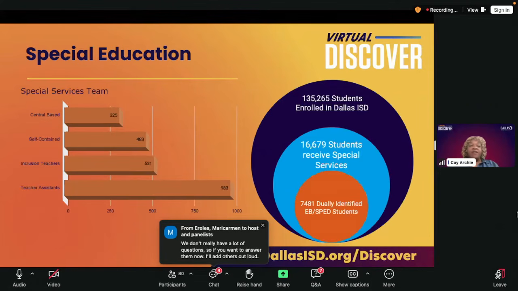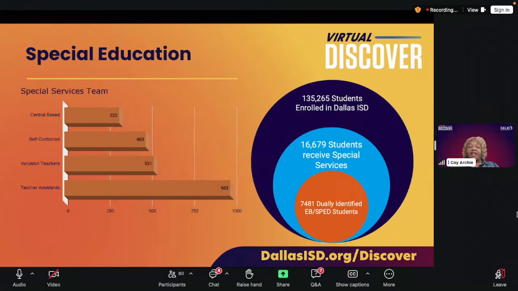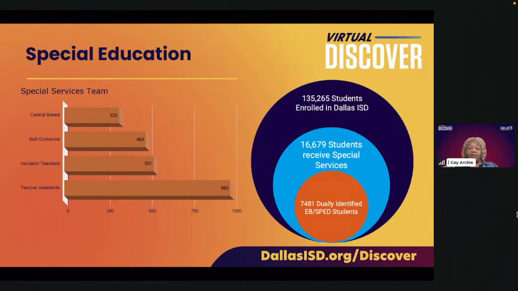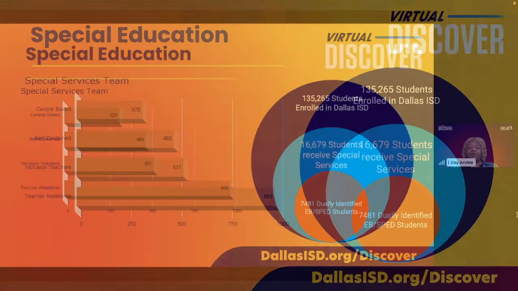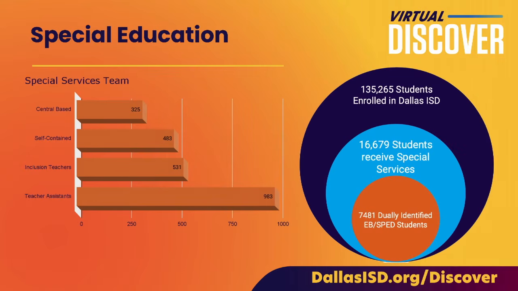We have approximately 135,265 students in Dallas ISD. Of that number, approximately almost 1,700 students receive services in special education. And then of that number, we have a little over 7,000 who are dually identified, meaning they're emerging bilingual as well as special education students. So we have a robust team to support those needs.